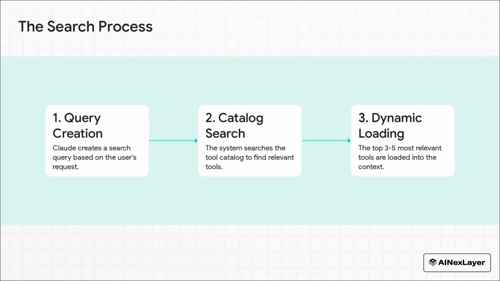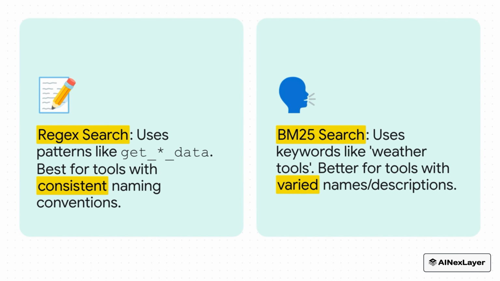It's actually a really simple but powerful 3-step process happening behind the scenes. First, the model figures out what the user wants and creates a search query. Then, the system scans your entire catalog of tools to find the best matches. And finally, it loads just the top 3 to 5 tools into the context. It's all seamless. And you've got 2 main ways to search.